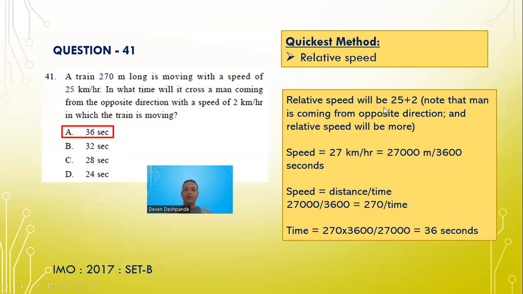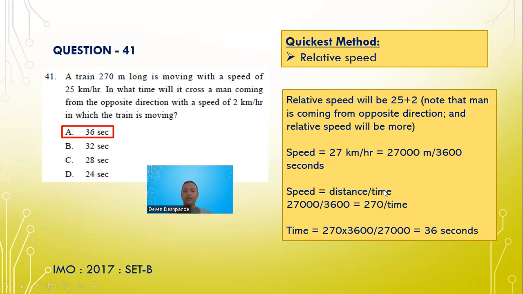So relative speed will be 25 plus 2, it will be faster. So speed is 27 kilometers per hour. Speed is distance upon time. What is speed? Speed is 27 kilometers per hour, which is 27,000 meters per 1 hour, and 1 hour is 3600 seconds. So 27,000 meters upon 3600 seconds.